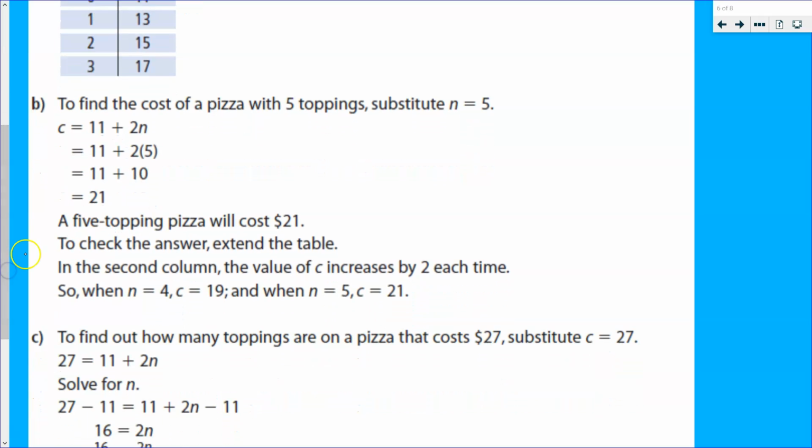And it said to check the answer, so you would just extend the table. So in the second column, the value of C increases by 2. So when n equals 4, C is 19, n equals 5, C equals 21. So you can see that that works out.